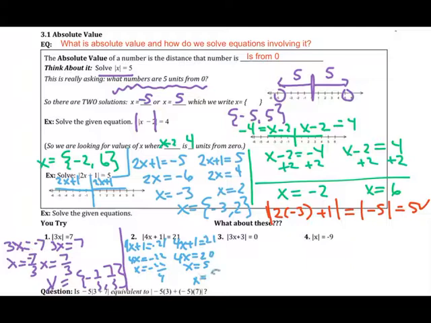So negative 22 over 4, if I divide both of those by 2, I get negative 11 over 2. So that's one value. The other value was just 5. So those are our two answers for number 2. Let's look at number 3.